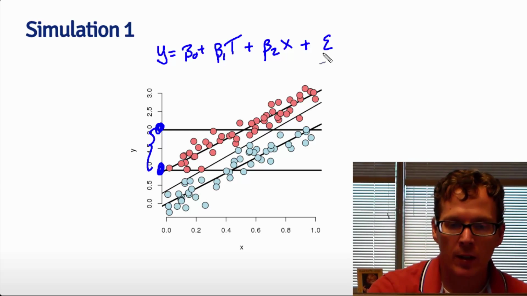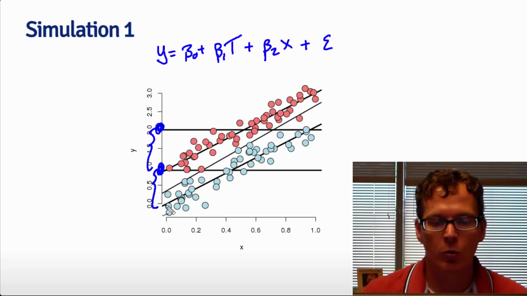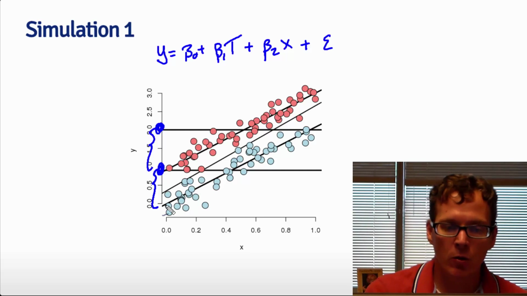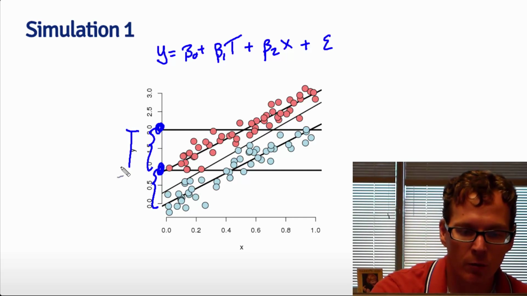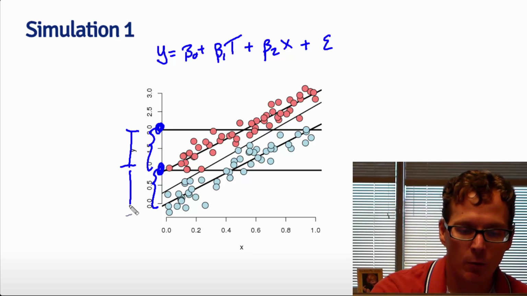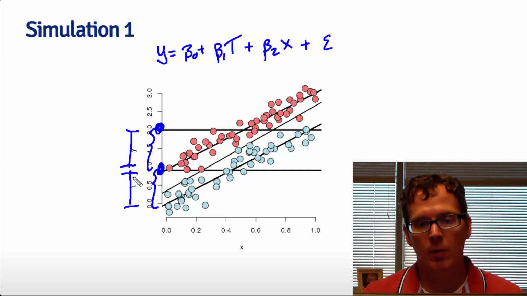If we were to do that, then beta 1 here, the change in the intercept between the two groups, would be right there. It would be that distance. And if you notice in this case, the marginal effect, the effect that we have if we disregard x, and the effect that we have if we incorporate x in a linear model and look at the change in the intercepts, are about the same.